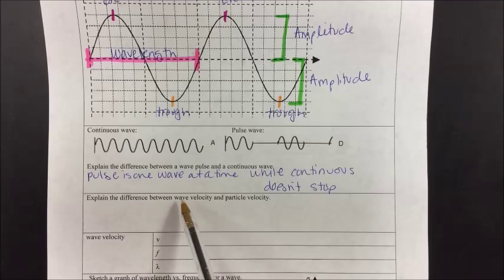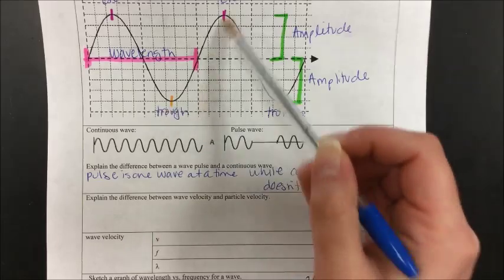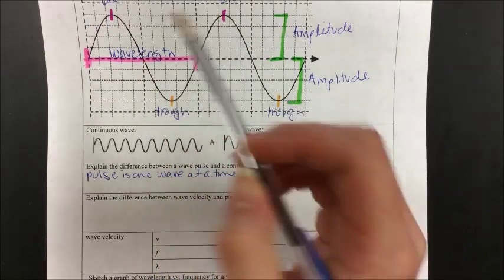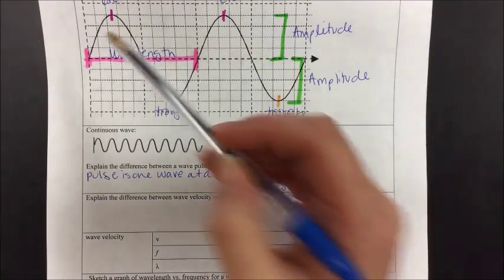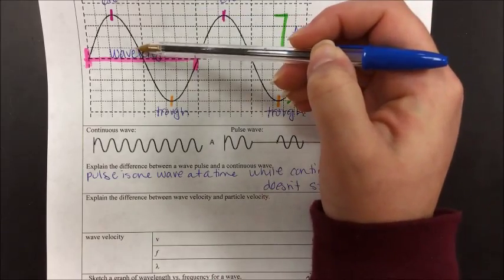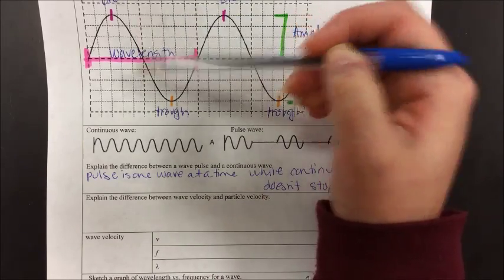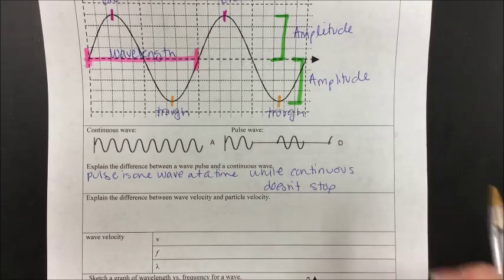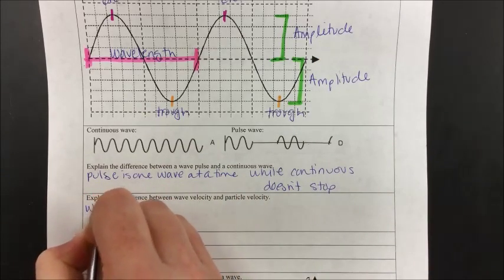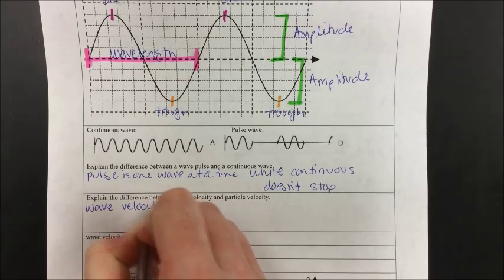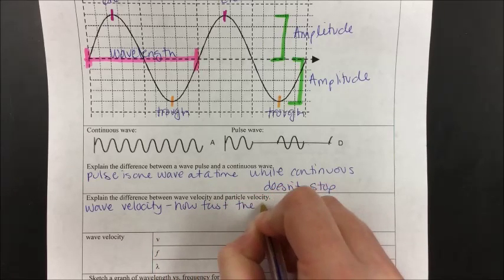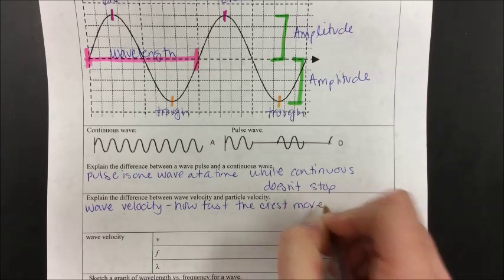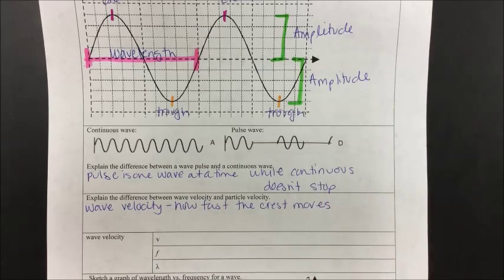And then there's also a difference between wave velocity and particle velocity. So on our wave here, our particle is not traveling along the wave. The particle is actually moving up and down or side to side with the wave, depending on what kind of wave it is. So this is a transverse wave, and so if we have a particle here, it's going to travel up and down as the wave moves to the left or to the right. Okay, so wave velocity is going to be how fast the crest moves. It's an easy indicator for your wave.